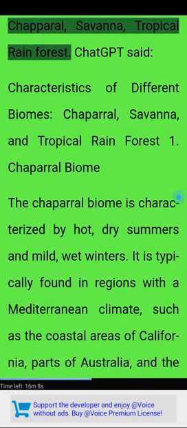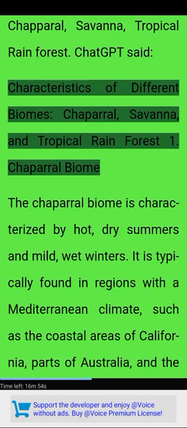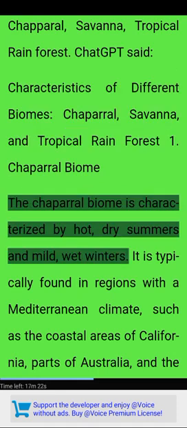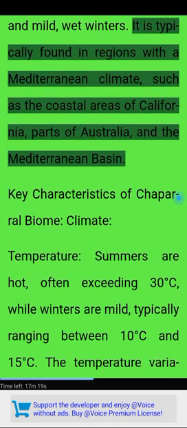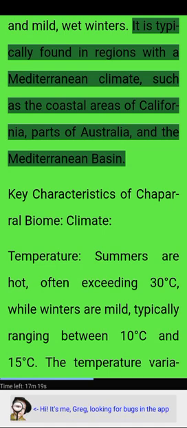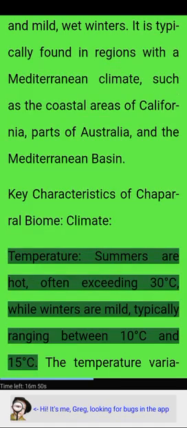You said: chaparral, savanna, tropical rainforest. ChatGPT said: Characteristics of different biomes: chaparral, savanna, and tropical rainforest. 1. Chaparral biome. The chaparral biome is characterized by hot, dry summers and mild, wet winters. It is typically found in regions with a Mediterranean climate, such as the coastal areas of California, parts of Australia, and the Mediterranean basin. Key characteristics of chaparral biome: climate.